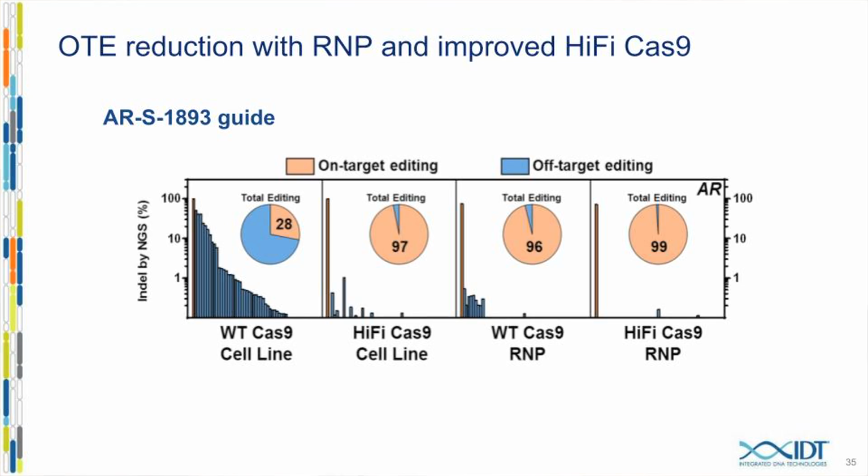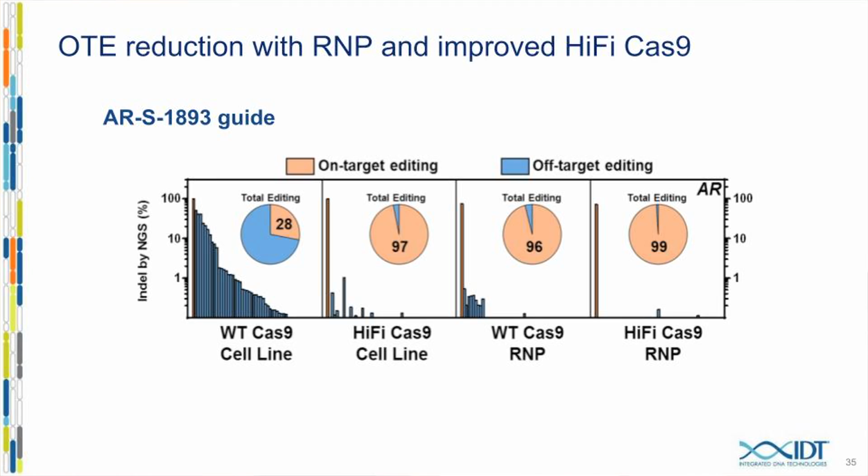Now here's an example then of putting it to real life use. So let's go back to that nasty site I showed earlier in the androgen receptor. So here's the off-target profiles you get with it if you use the constitutive cell line. If you switch to RNP, look at the improvement you get. Huge improvement just by getting rid of plasmids.